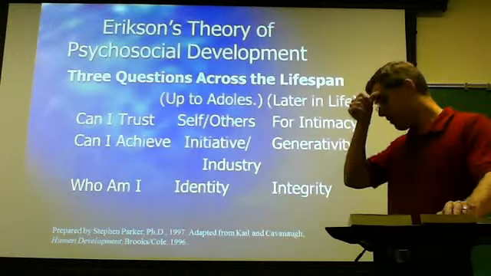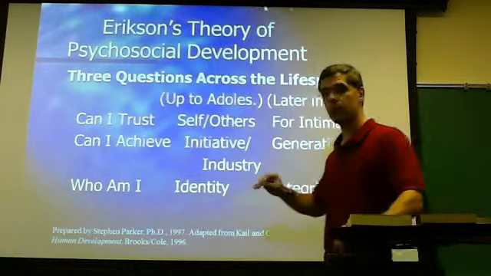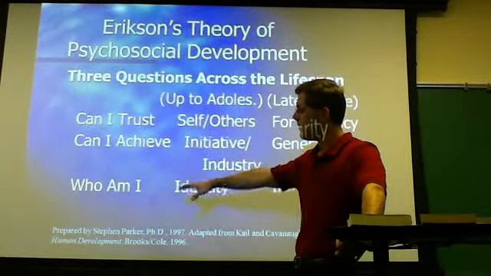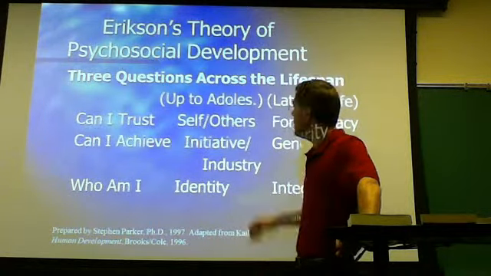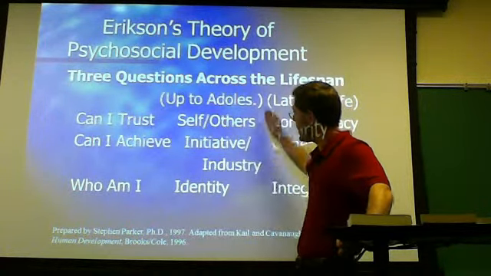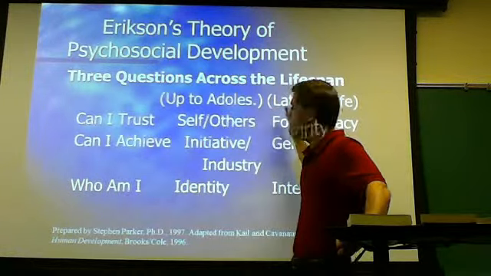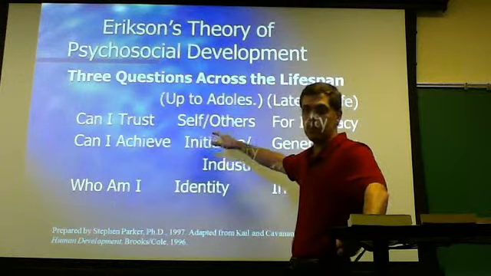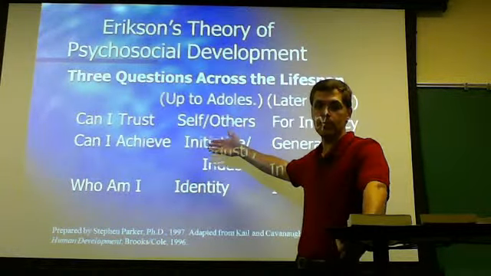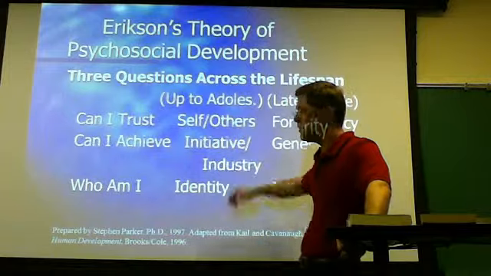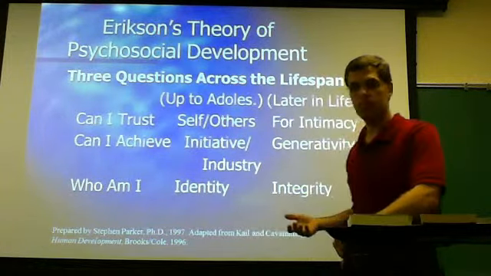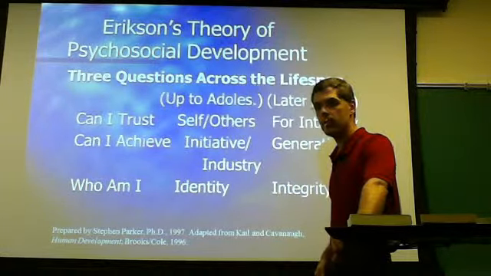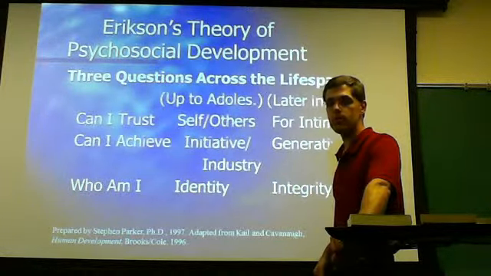So Erikson's theory basically asks and covers three different questions. Who can I trust? What can I achieve? And who am I? And it's kind of separated here between adolescence and adulthood. Up to adolescence, can I trust? Basically, this trust versus mistrust stage of infancy. Can I achieve? The initiative versus guilt stage, or the industry versus inferiority stage. Who am I? It's the identity versus role confusion stage.